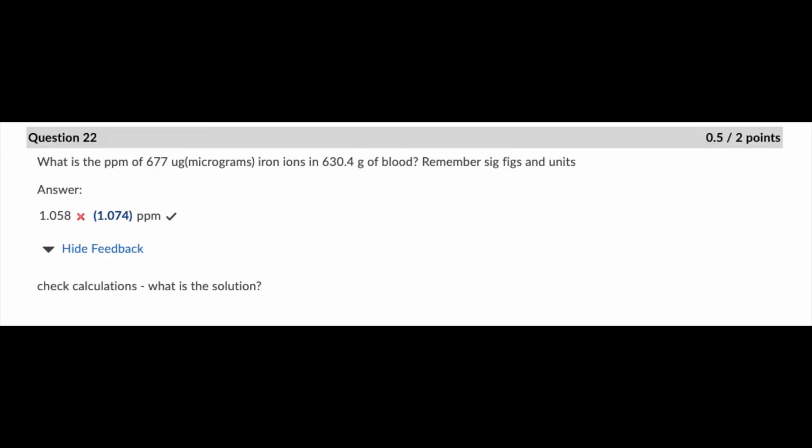So this problem asks, what is the ppm of 677 micrograms of iron ions in 630.4 grams of blood? I did my math correctly, but what happened was I thought that it said 667 rather than 677, and I'll show you what happened with that.